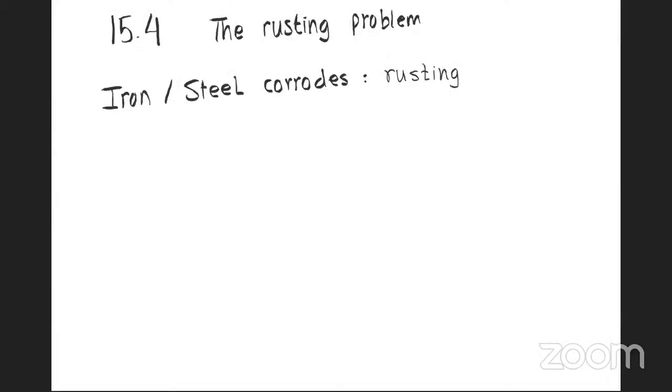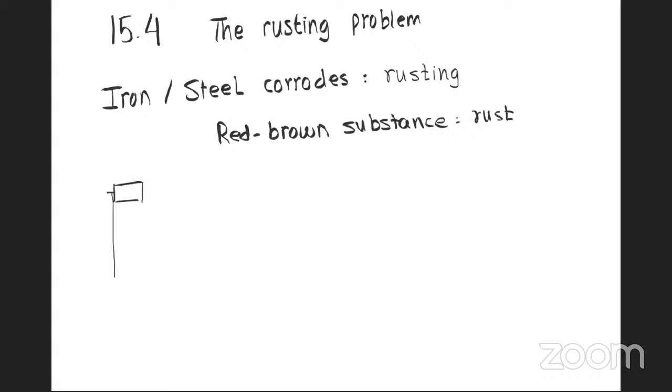Rust. Okay, so the reddish brown substance is known as rust. So we can carry out an experiment to investigate rusting. In this experiment, there will be 3 test tubes. Okay, so we have test tube A, then we have test tube B, and then we have test tube C.